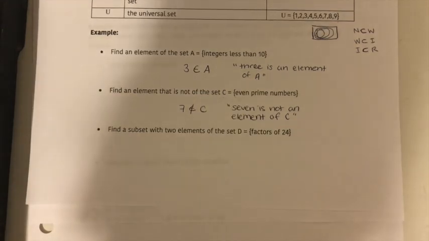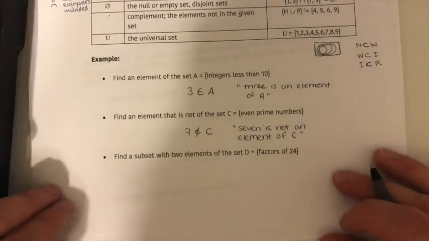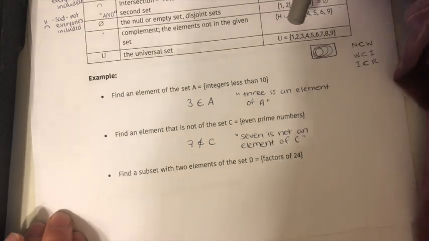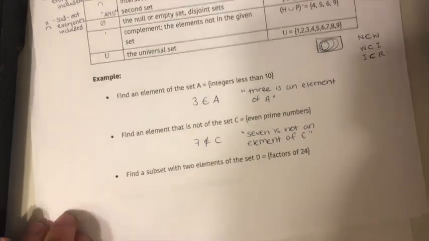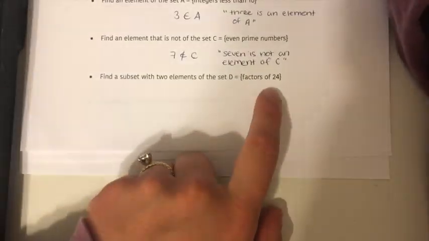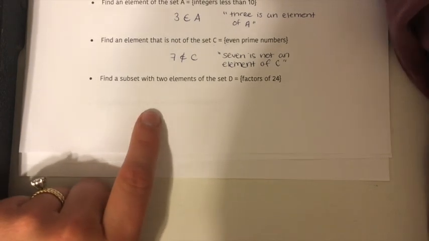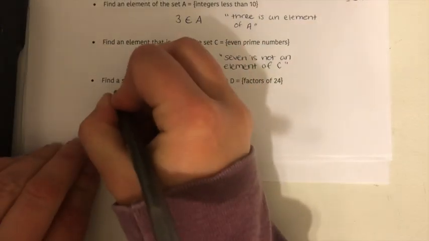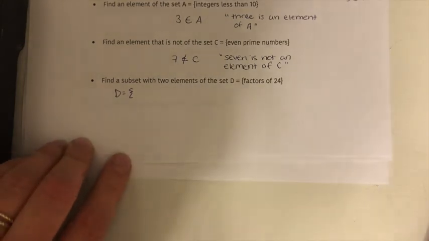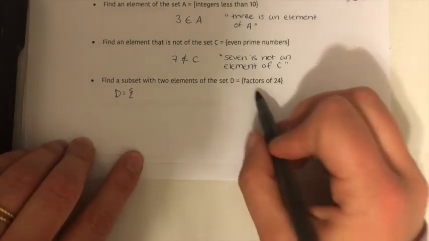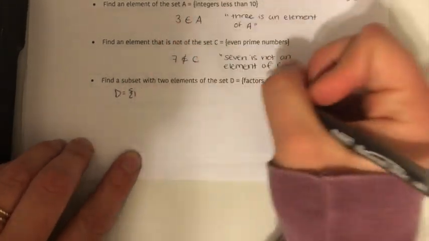Okay, next example, we're going to find a subset with 2 elements of the set D. Okay, so we're gonna look at this set D, and we're gonna find a subset of it. So first, I'm gonna actually look at what numbers would go in D. Okay, so factors of 24. I have 1 and then 24.